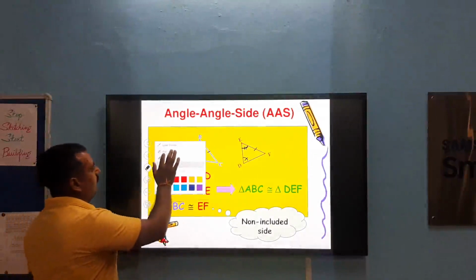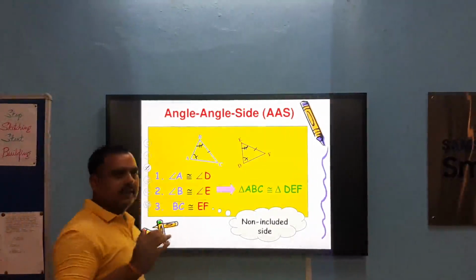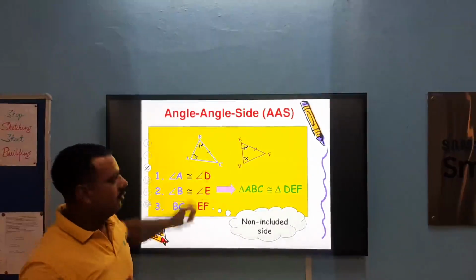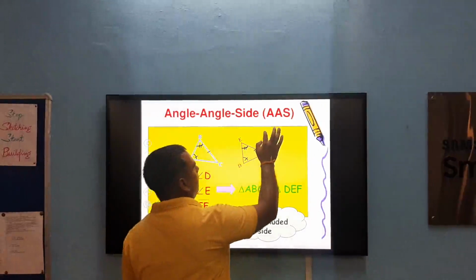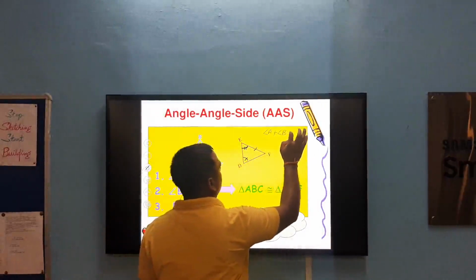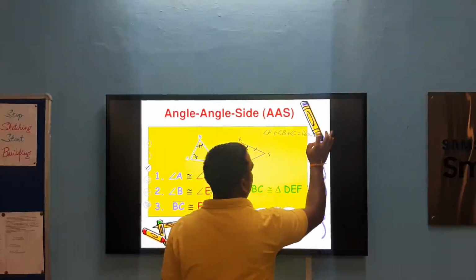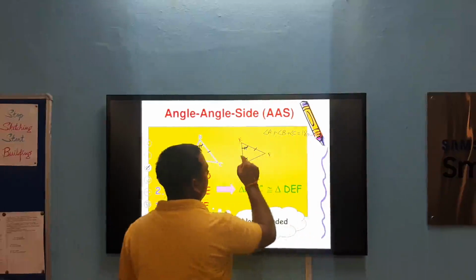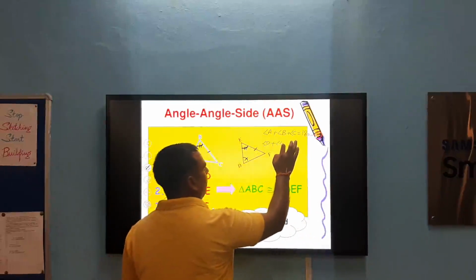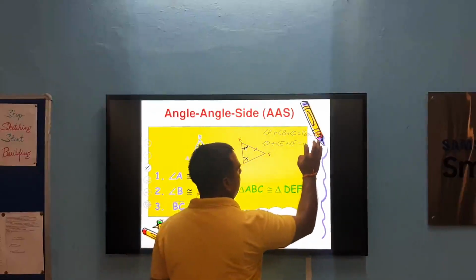So we can say, if we consider the angle sum property, how it is possible. We take the angle sum property, and we know that angle A plus angle B plus angle C is equal to 180 degrees. Okay? In triangle DEF, angle D plus angle E plus angle F is also equal to 180 degrees.